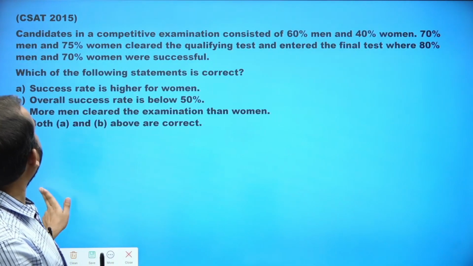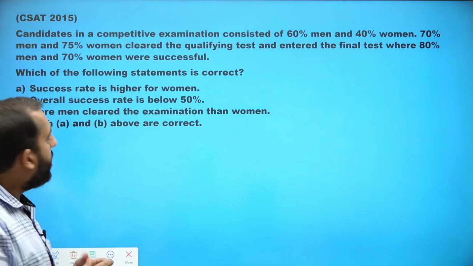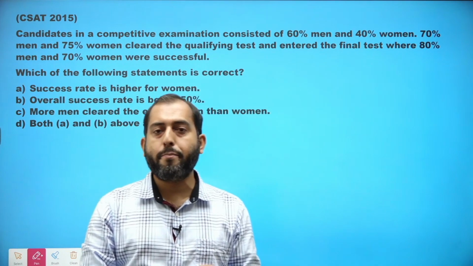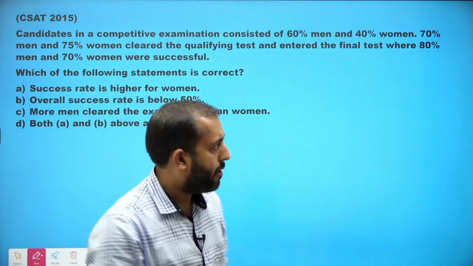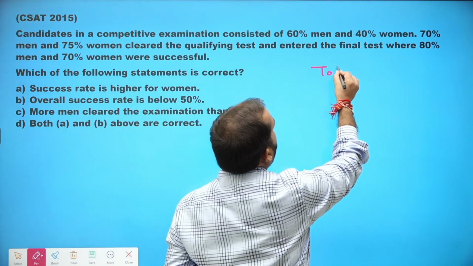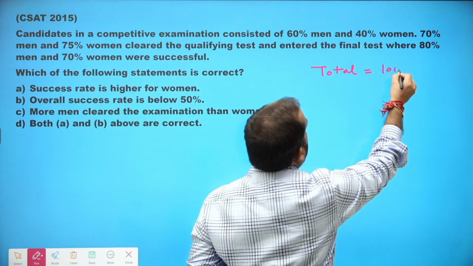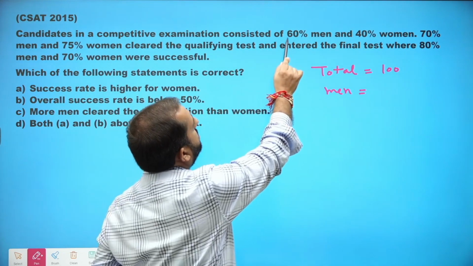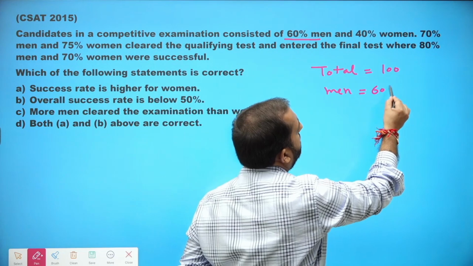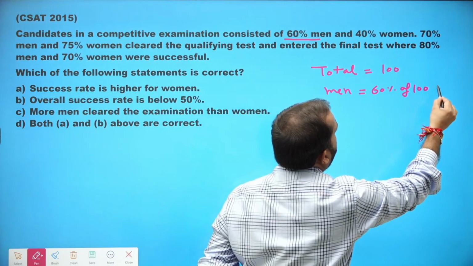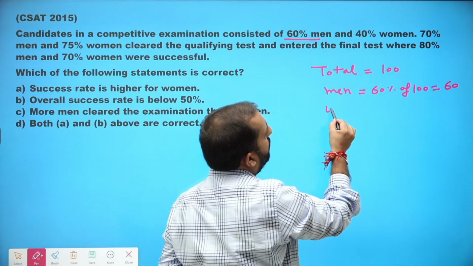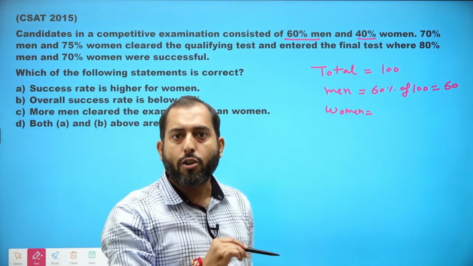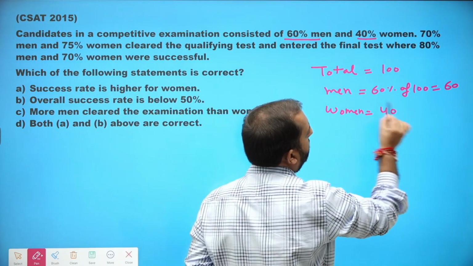Yes, this one has been covered now. This is the next problem. It says candidates in a competitive examination consist of 60% men and 40% women. Let's say total candidates were 100. So the total number of men, given as 60%, is 60% of 100, which means 60 men. Women are given as 40%. What is 40% of total? It is 40.